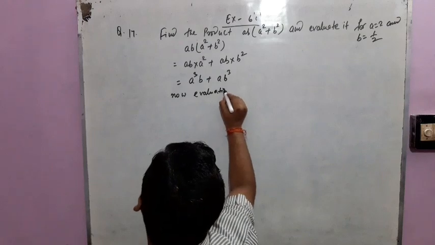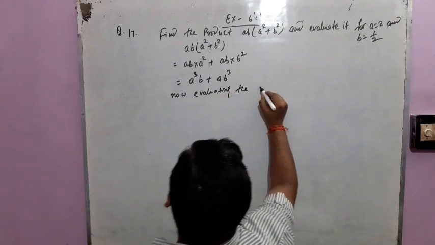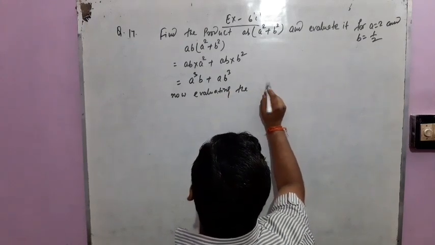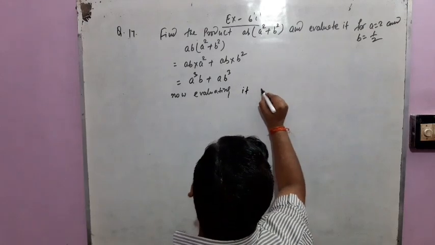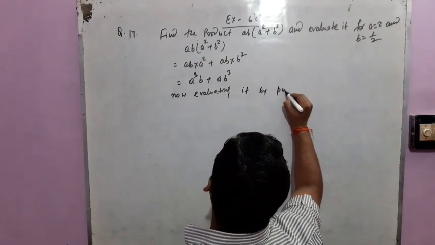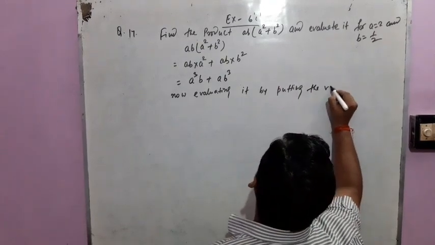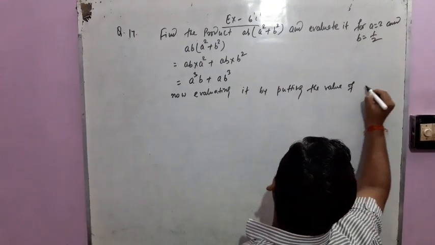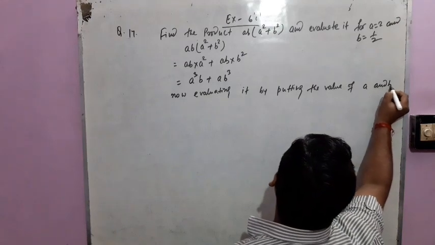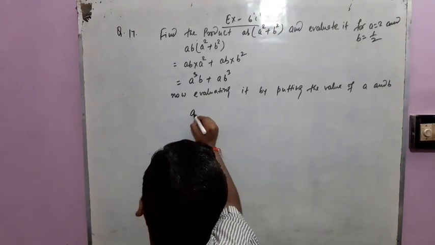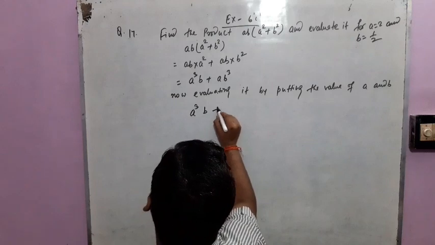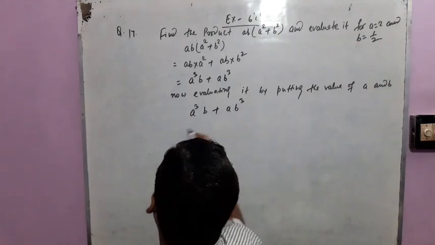Okay students, now evaluating the polynomial, evaluating it by putting the value of A and B. What is the term here, students? A cube B plus AB cube.